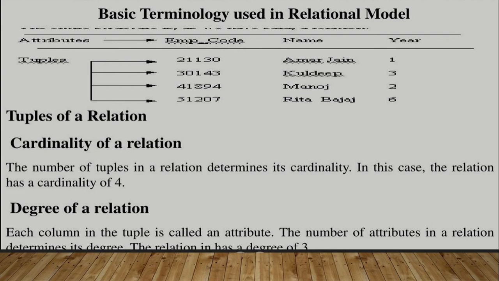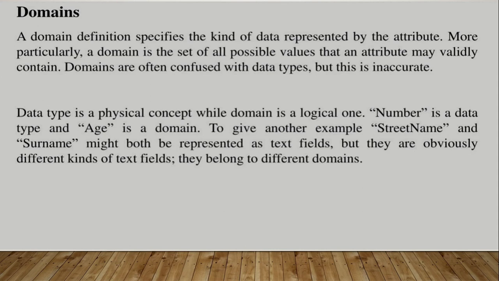Then we have other terms, that is cardinality and degree. Now, what is the cardinality of a relation? The number of tuples in any table determines its cardinality. For example, in this table we have four tuples, so its cardinality is 4. In a similar way, we have degree. The degree is the number of columns, or we can say the number of attributes. As we can see in this table, we have 3 attributes, so the degree is 3, right?